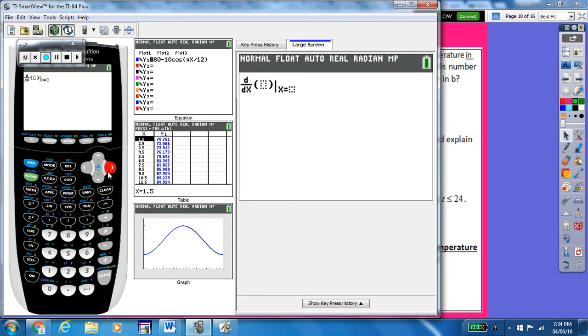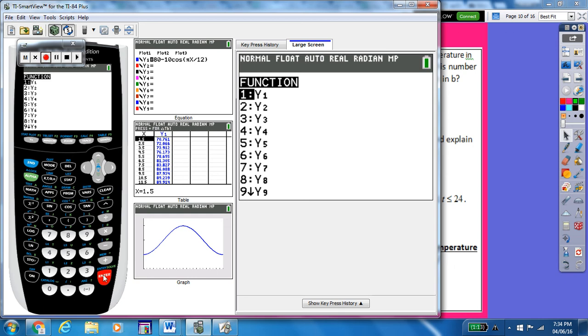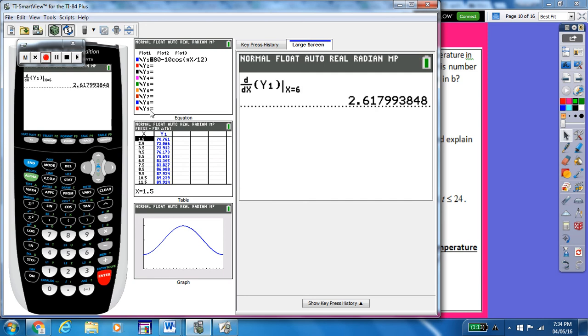Now, I've already typed the function into y1. So instead of retyping it, I can just use vars, y vars, this function, y1. It's going to paste it for me so I don't have to retype it, just a little bit of a time saver. And I want it at 6 a.m. and I'll press enter and it's going to give me an answer. So this is the rate at which my temperature is changing.